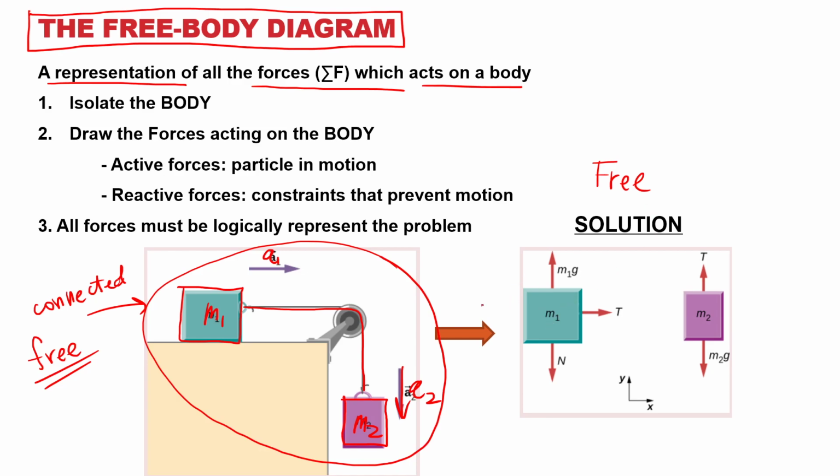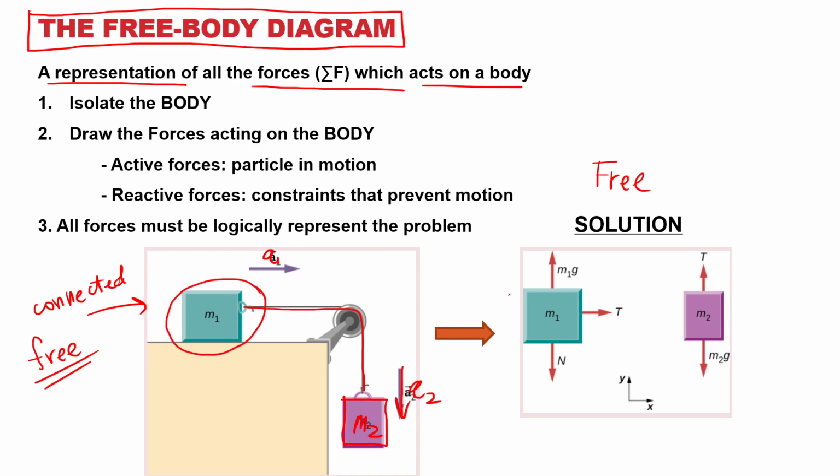So you've got this M1 body, this one. This M1, you need to represent it in such a way that all the forces are represented. So you've got normal force. This one is slightly wrong. Normal force is supposed to be this way. Mg is supposed to go down. Yeah, so mg is going down. You've got normal force going this way, and you've got tension going this way. So this one is one free body.